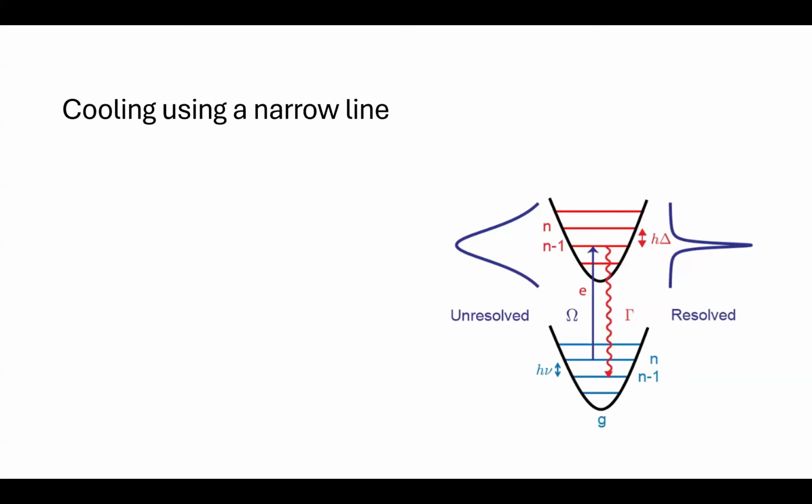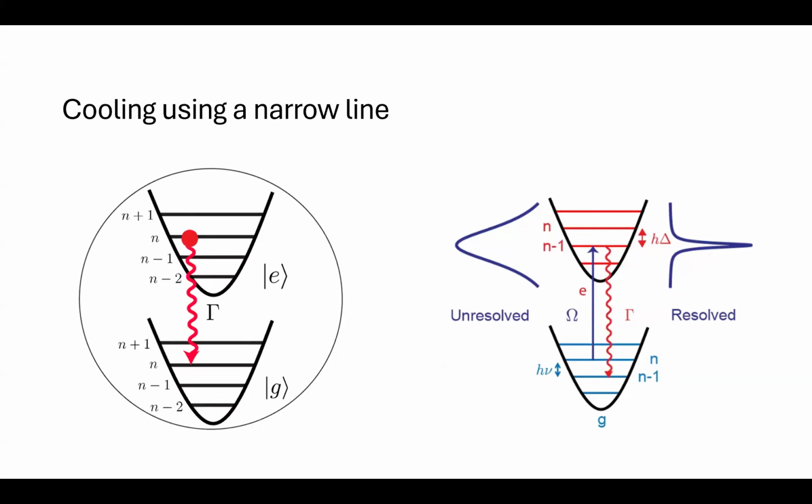If we continue this, you can see there is a net cooling of one motional level each cycle. If you continue this, it will go down the motional ladder to the ground state, which you can see in this animation, where you initially start with the n+1 level, and in each case you drop down by one motional level, and then eventually you reach the motional ground state.